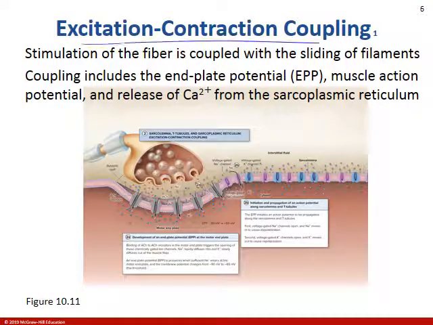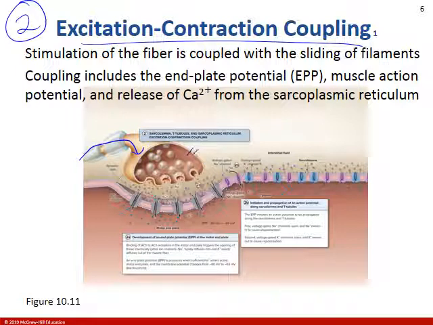Now we move on to excitation-contraction coupling. This is step 2. So we saw that the neuron generated a message that caused calcium channels in the synaptic knob to open. Calcium came into the synaptic knob and caused the vesicles to release acetylcholine. The acetylcholine got released into the synaptic cleft, and the acetylcholine bound to the acetylcholine receptor. What happens when this neurotransmitter acetylcholine binds?